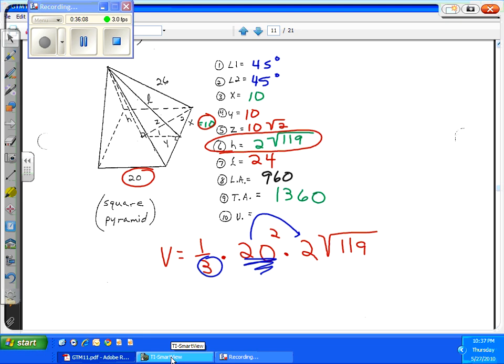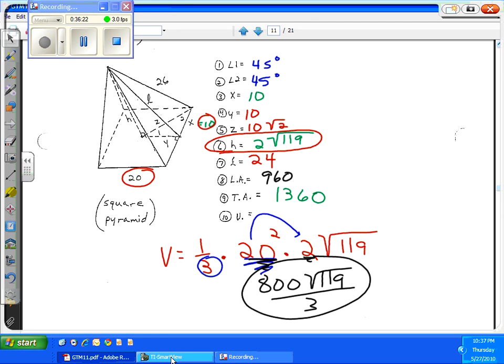And really, we should write it like this: 20 squared is 400, times 2 is 800, square root of 119 over 3. That's really the best way to write that answer. 800 divided by 3 is 266.6 repeating, so that would look like 266.6 repeating square root 119, but we really don't like repeating decimals, so this is a better way to write it than what I put in the teacher's edition. Okay? Any questions there?